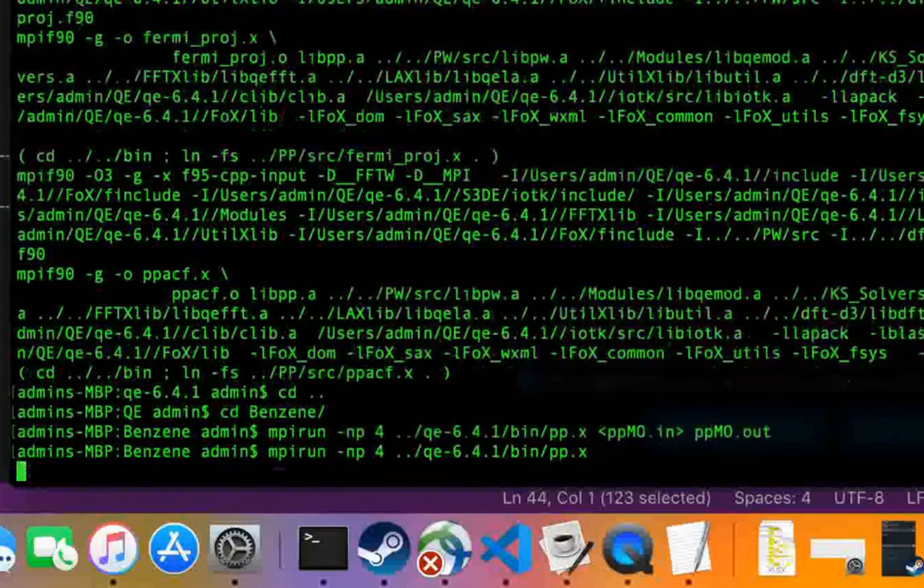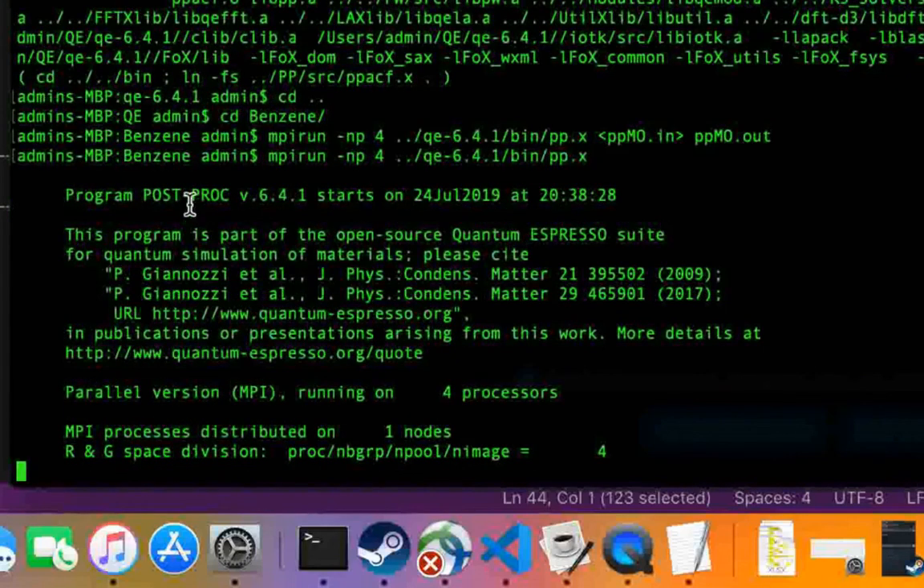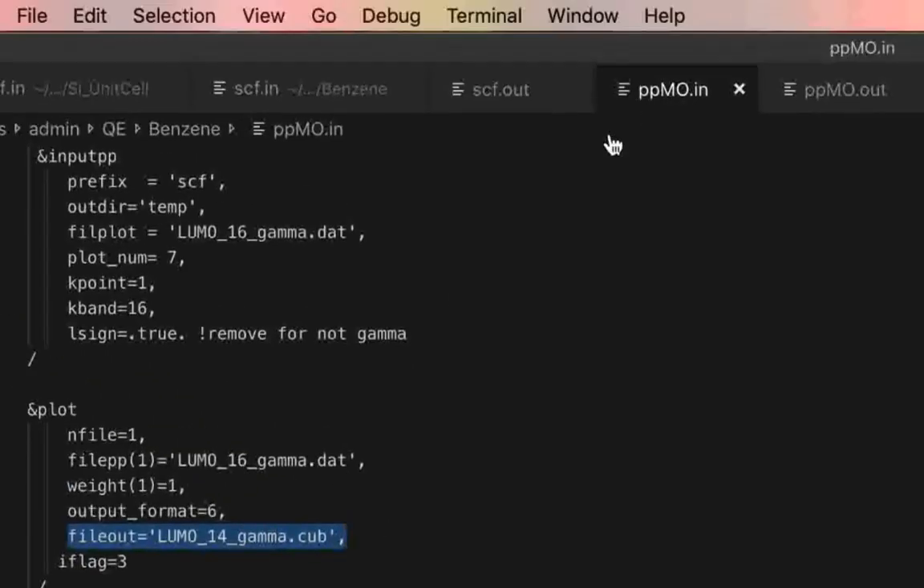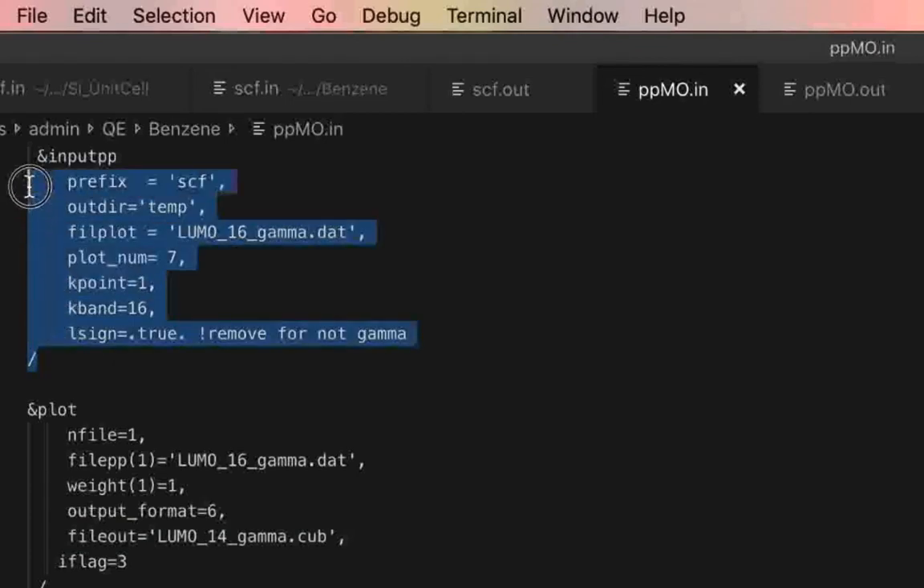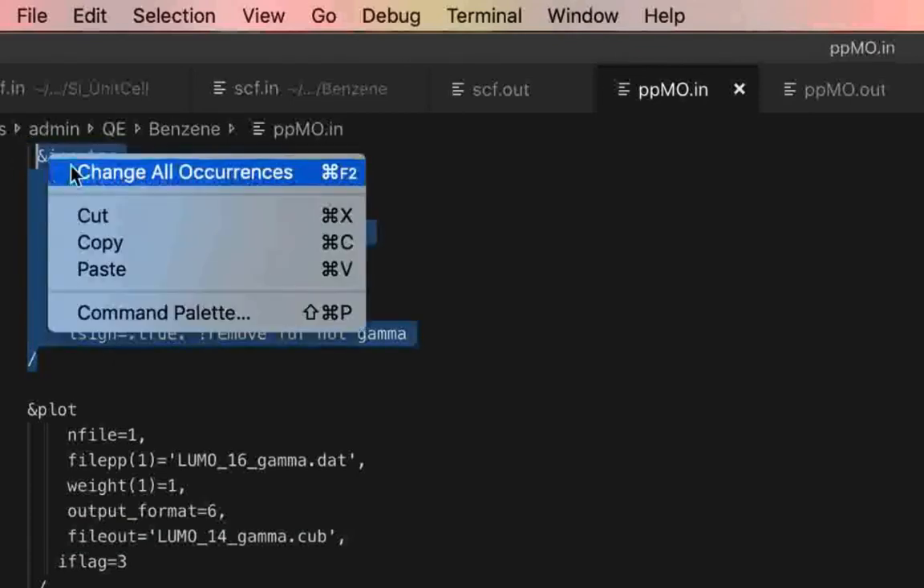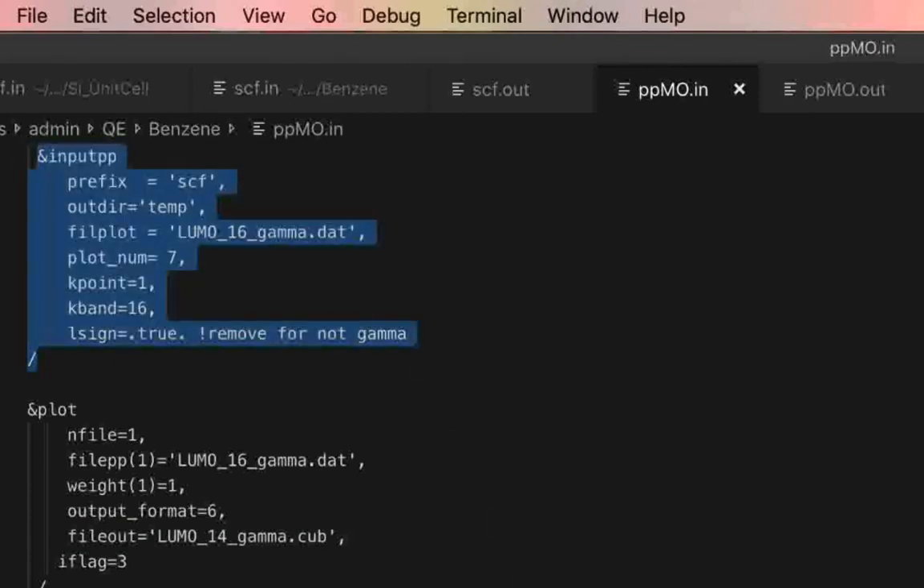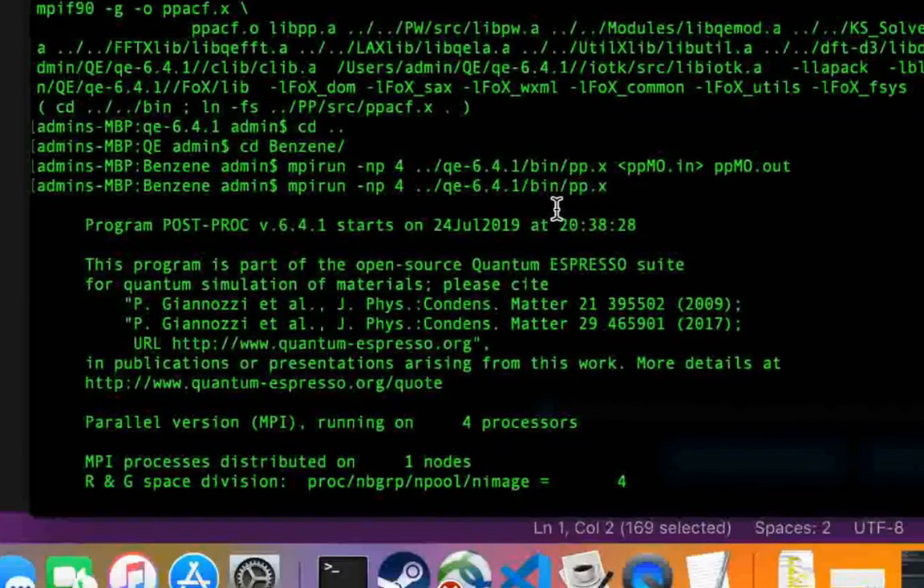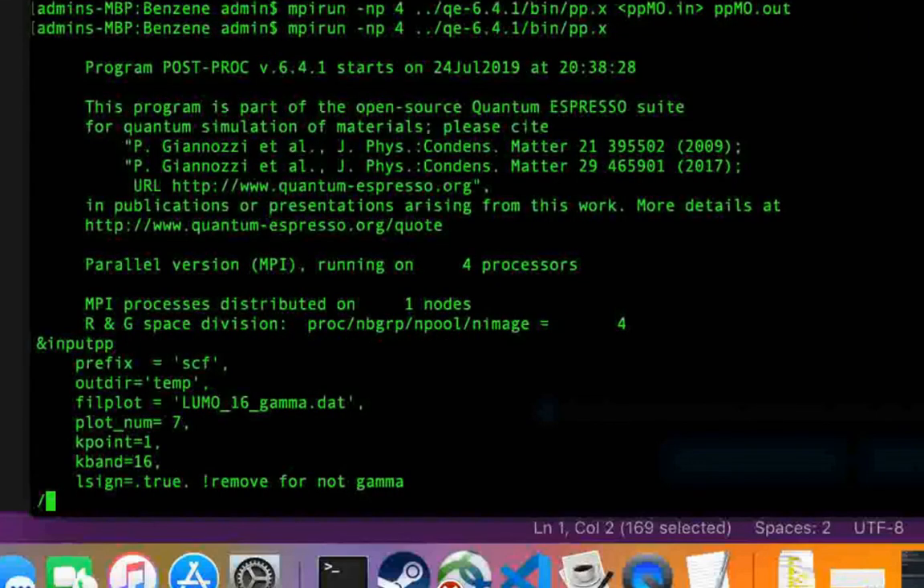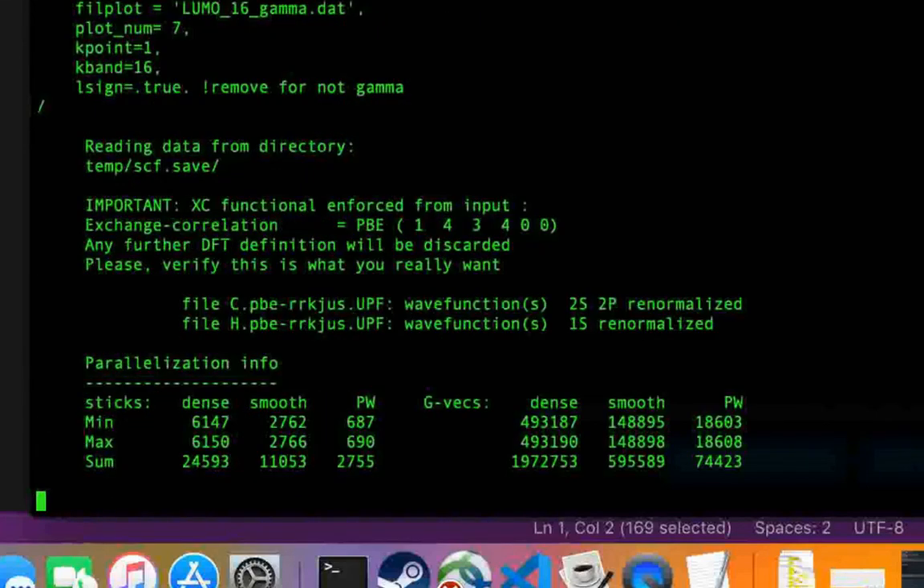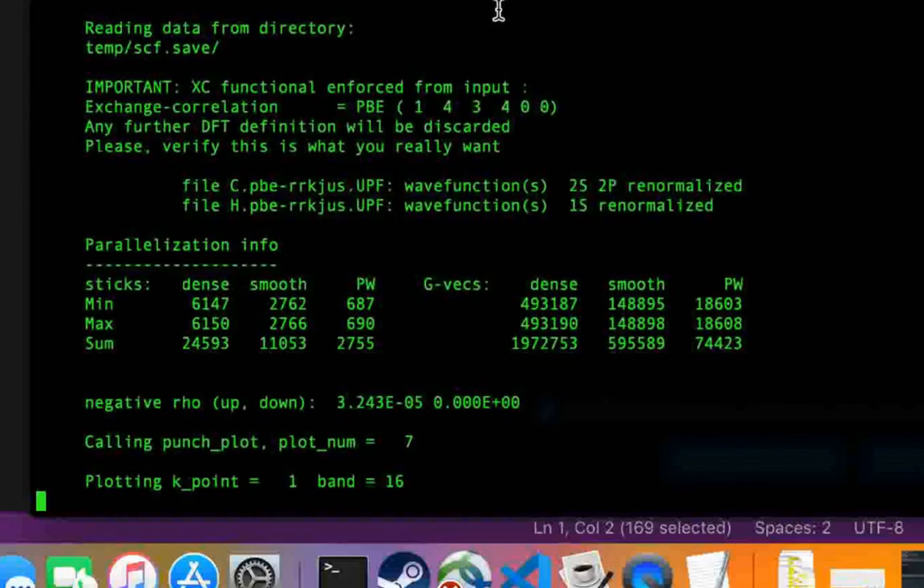So you just run the utility, and it will not prompt you, but it will wait for some input. You go to the ppmo.in input file and just copy the contents of the input pp namelist, or you can even type them one by one. But what I'll do is I'll just paste all that and hit enter, and then we'll calculate this particular property and store it in this file.